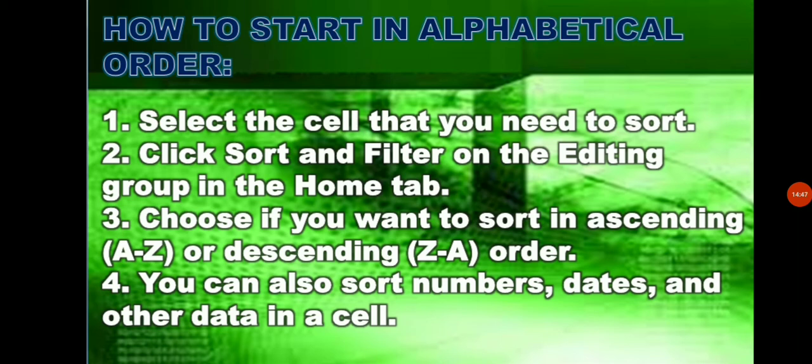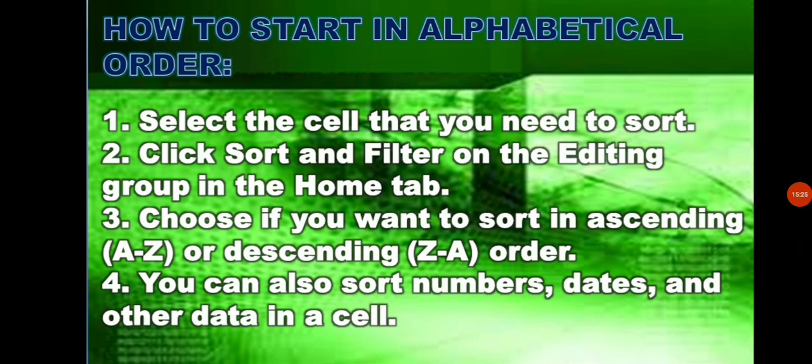How to sort in alphabetical order. These are the steps. One, select the cell that you need to sort. Click Sort and Filter in the Editing group in the Home tab. Next, choose if you want to sort in ascending order, from A to Z, or descending order, from Z to A. You can also sort numbers, dates, and other data in the cell.